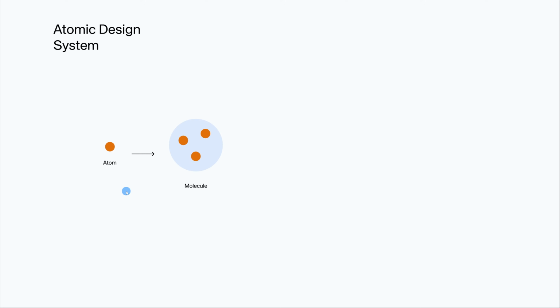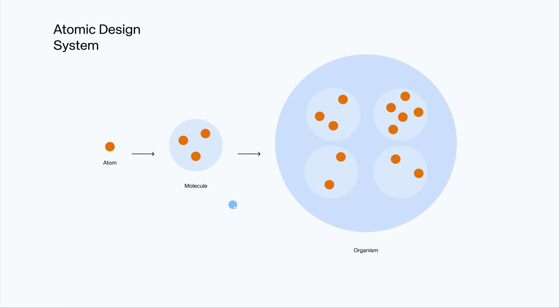And then we have molecules, which are basically groups of atoms, right? And this could be buttons or input fields, for example. And then we have organisms, which are basically groups of molecules. And this could be cards or navigation bars or larger components.